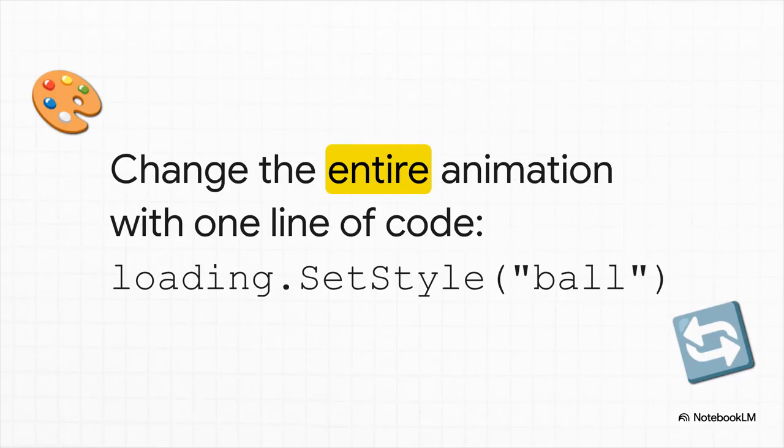And the simplicity here is just wow. You want to go from a classic spinner to those cool bouncing balls? It is literally one line of code. You just call setStyle, tell it which animation you want, dots, ring, bars, you name it, and boom, the component does all the heavy lifting for you.